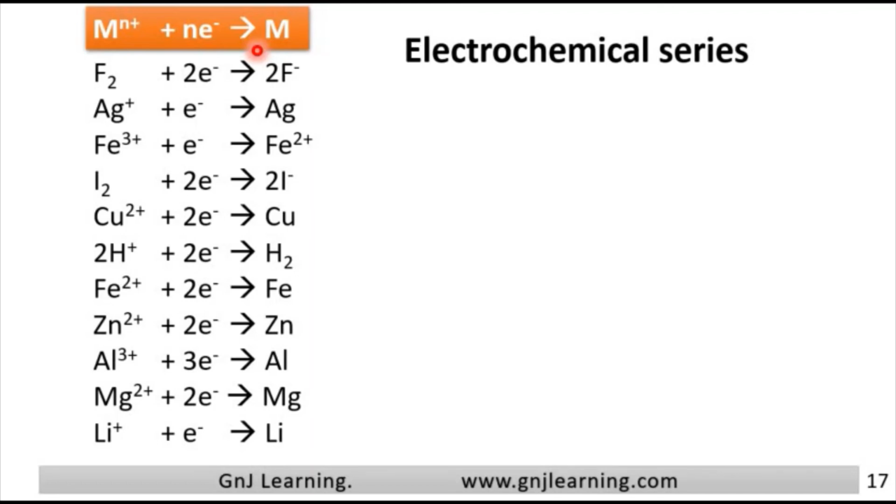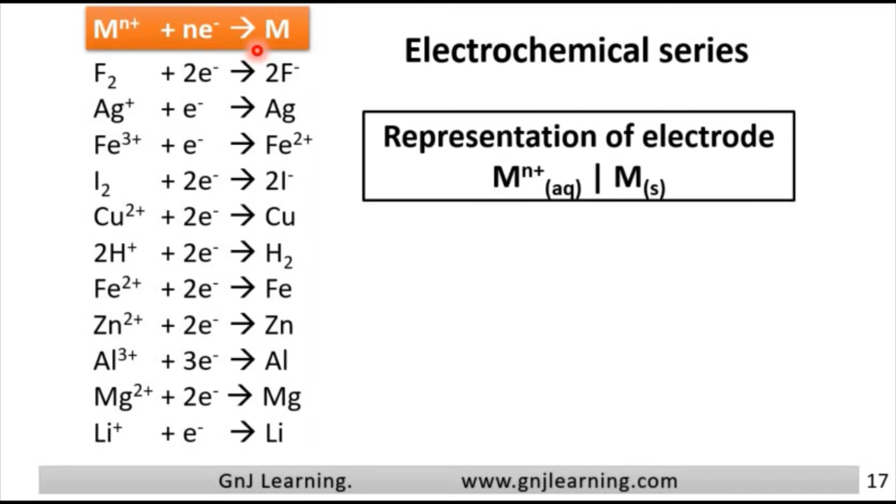We have seen how to represent a cell using notation. First anode, then cathode, separated by vertical lines. All these things we have seen. If I want to represent an electrode alone, then I usually represent it like this. First the oxidized species, as shown in this form, its physical state, followed by a vertical line, then its reduced species. I represent it like a cathode.